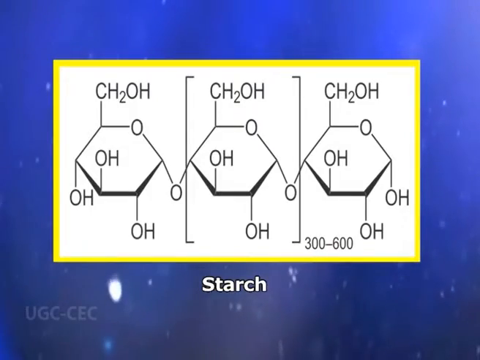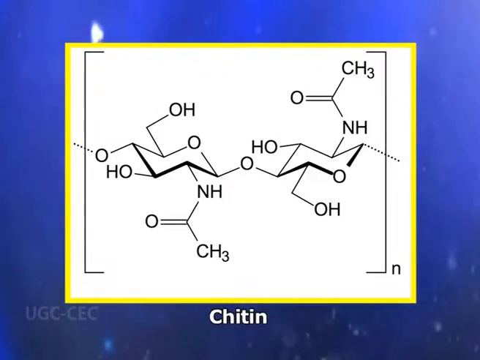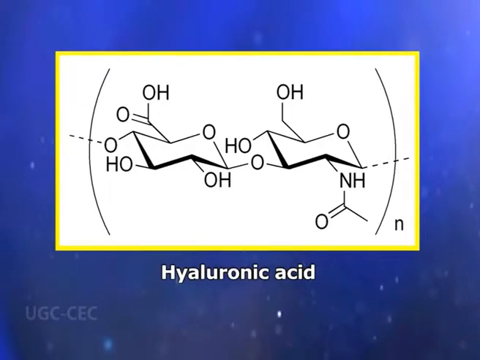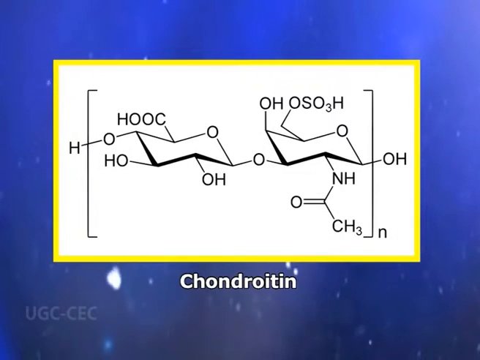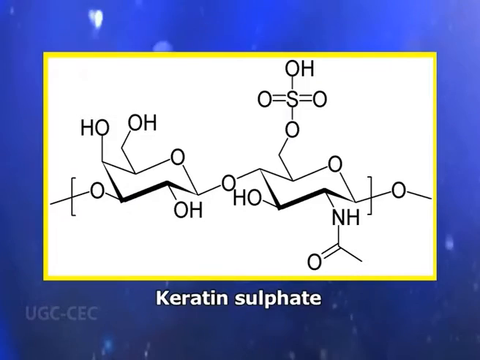Homopolysaccharides are the compounds which yield only a single type of monosaccharide on hydrolysis. For example, starch, glycogen, inulin, cellulose, pectin, chitin. Whereas heteropolysaccharides are the compounds which yield a mixture of few monosaccharides or their derivatives on hydrolysis. For example, hyaluronic acid, chondroitin, heparin, dermatan sulfate and keratan sulfate.